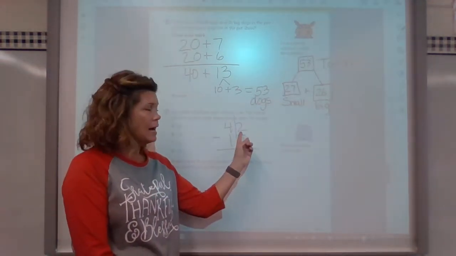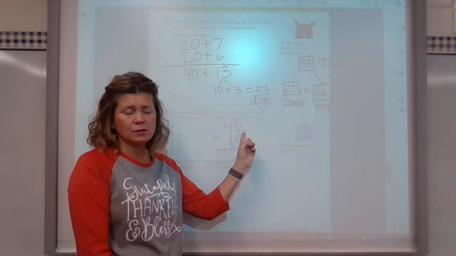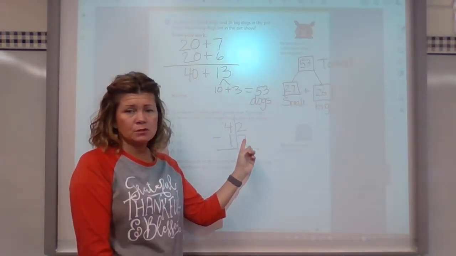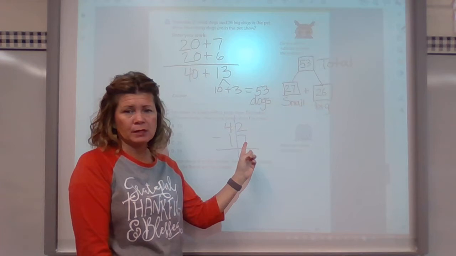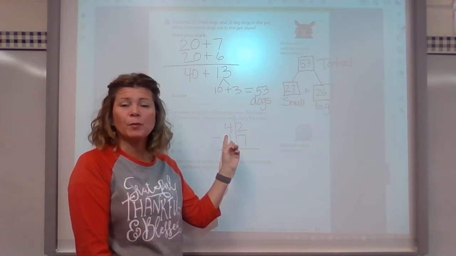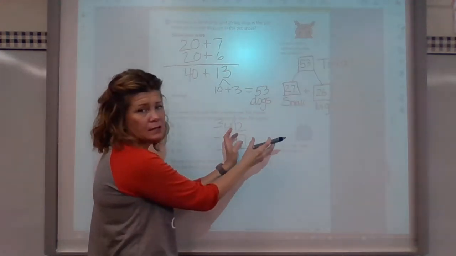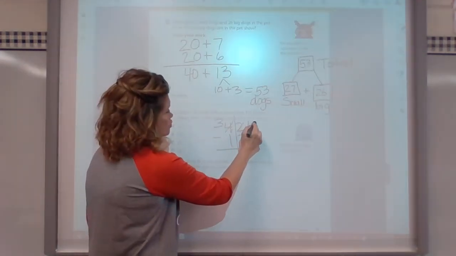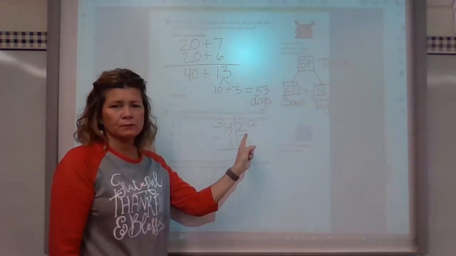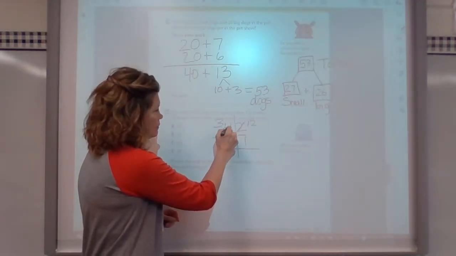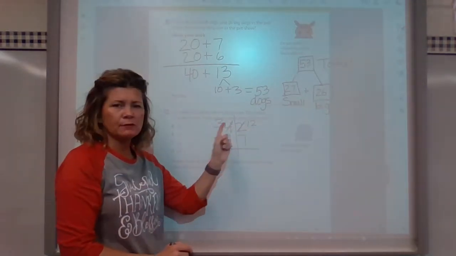That means I do not have enough 1s over here on top because 2 is smaller than 7. That's not going to work for me. So I'm going to go next door to my 4 and I'm going to borrow 10. So 4 goes down to 3. I'm going to give 10 to this side. So 10 plus 2 makes 12. So now I have 12 over here. And all I did was just cross these out and write the new numbers beside them.